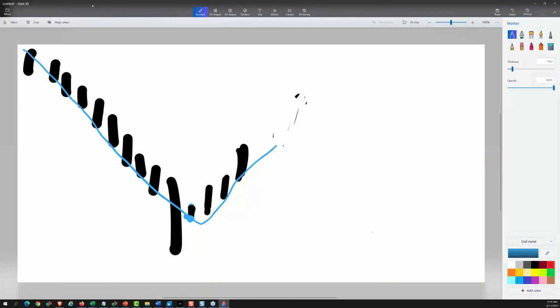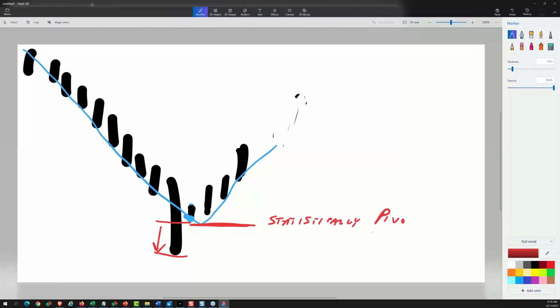So what you'll notice is that on this last bar, price actually went down an extra little bit, but the bottom of the RL10 was only right here. So this is the statistical pivot. Think of that as the place where statistically the pivot occurred, the swing low.